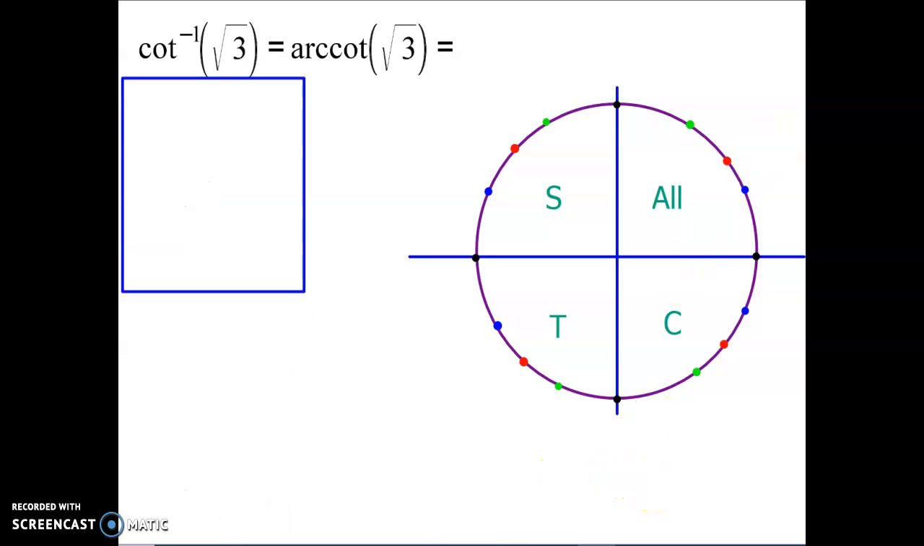All right, let's try this one. Cotangent inverse square root of 3. Okay, so let's see what we can do. You've already got the triangles and the unit circle on the top of your paper.